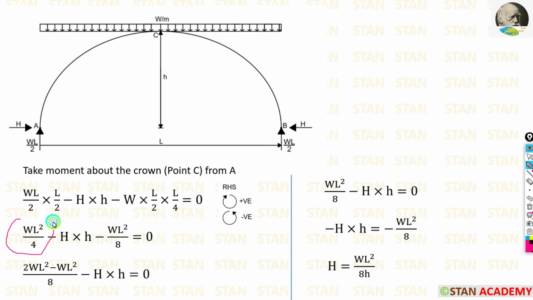For that we have to multiply the numerator and denominator of wL square by 4 with 2. When we do that, we will be getting 2wL square in the numerator. Then we can add both of these values. 2wL square minus wL square by 8, we will get wL square by 8. Then we can take the wL square by 8 to the right side, it will become negative. We can cut this negative and negative. Finally, we are getting H is equal to wL square by 8h.